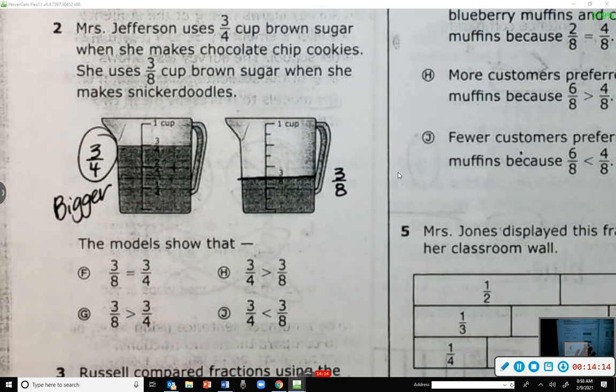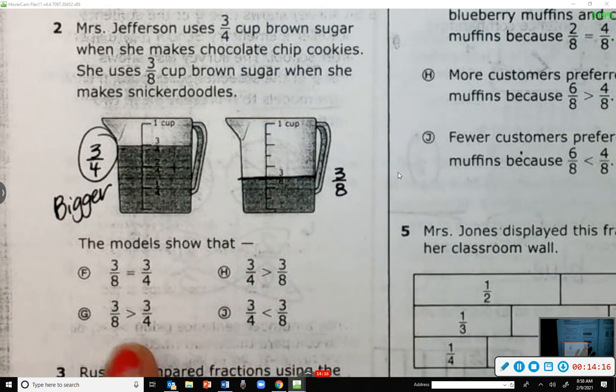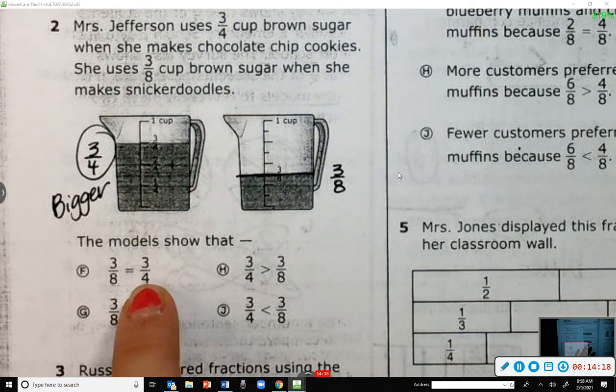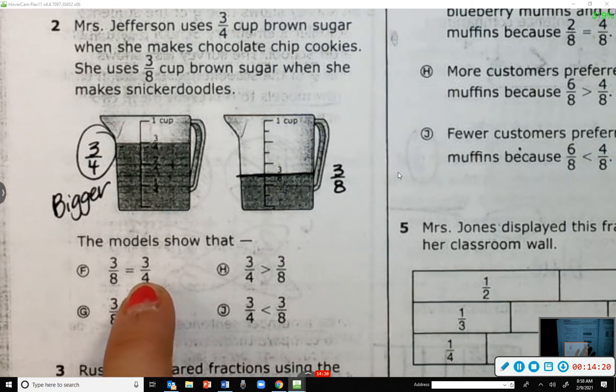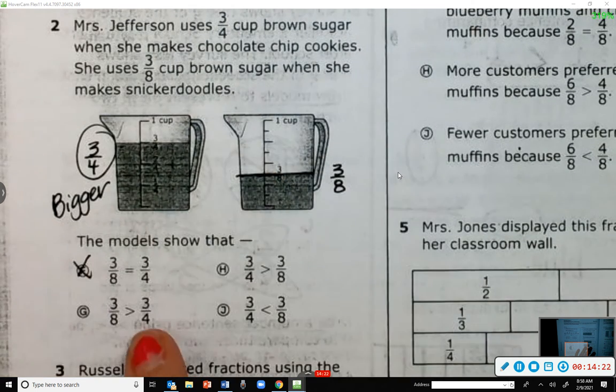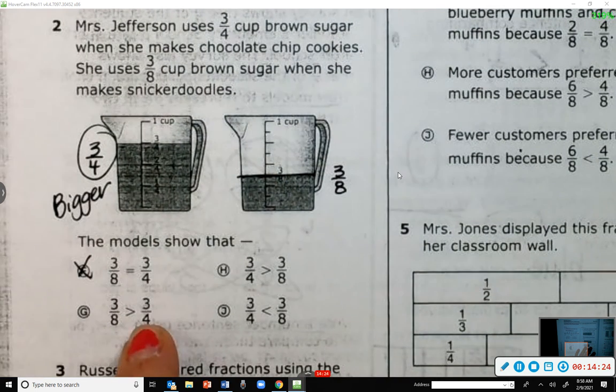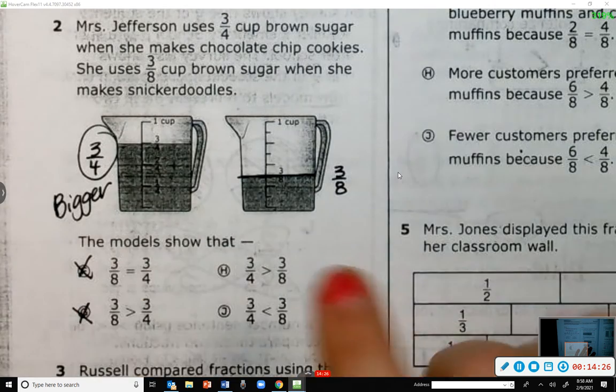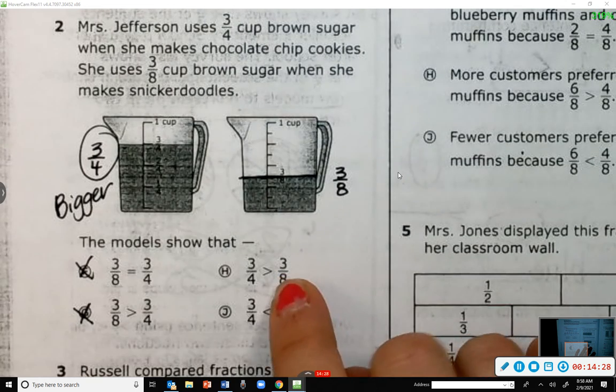Okay, so now we need to find the answer that matches what we said. Does F match what we said? No. G, 3/8 is greater? No. H, 3/4 is greater? Yes.